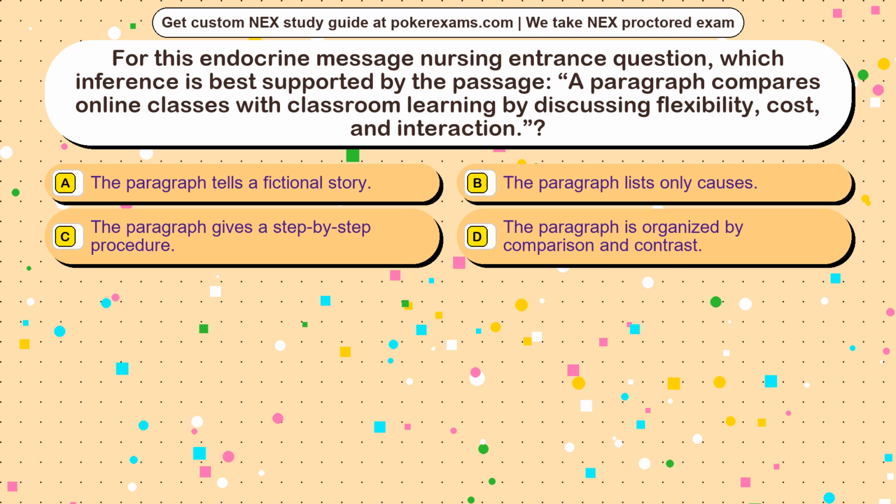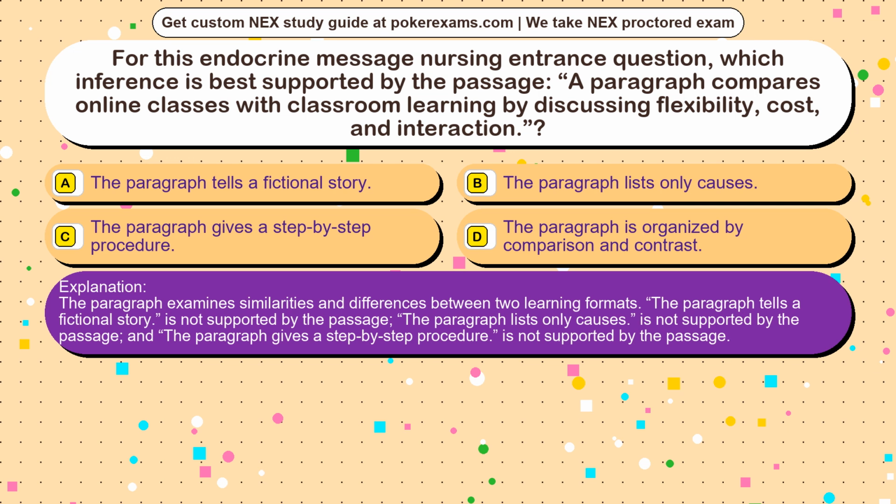The correct answer is option. The paragraph examines similarities and differences between two learning formats. The paragraph tells a fictional story, is not supported by the passage. The paragraph lists only causes, is not supported by the passage, and the paragraph gives a step-by-step procedure, is not supported by the passage.